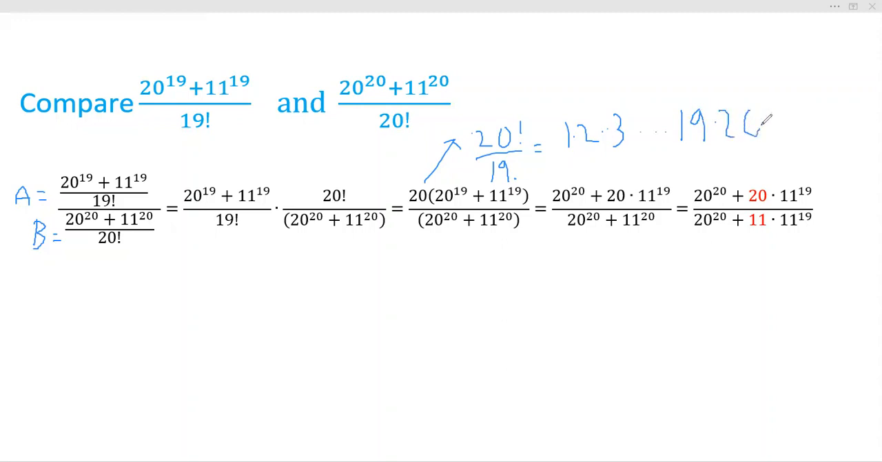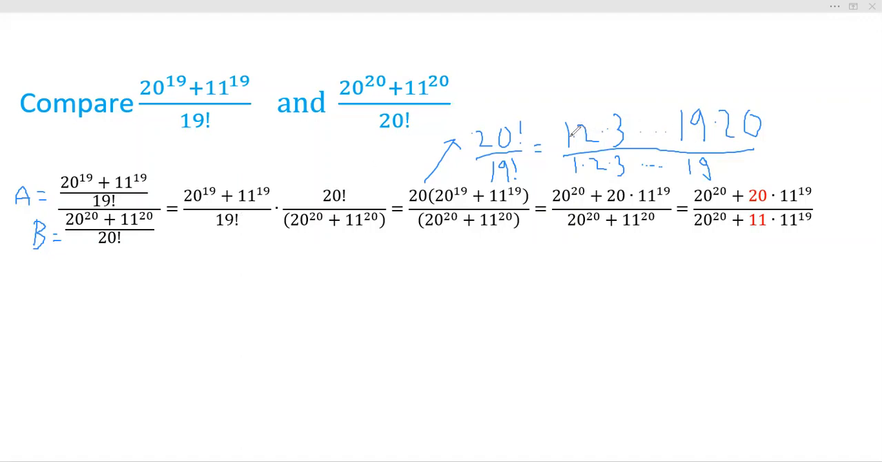Now, that's 19 factorial. Now notice you get the very same thing, except you stop at 19. So you get 1 times 2 times 3, like that, all the way up to 19, right? So you can see where this 20 came from right here. This 20, because you have 20 factorial divided by 19 factorial right here.